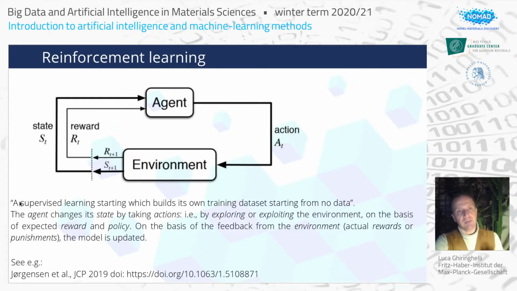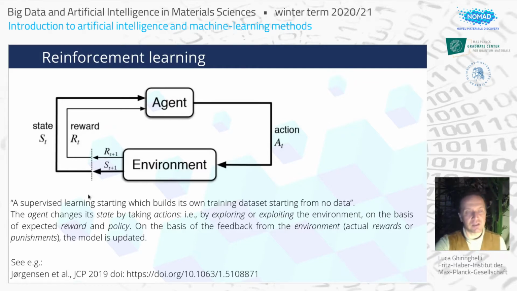So we are talking about supervised learning. Reinforcement learning is actually supervised learning, but with the new feature that it starts without a training set. This is not a usual situation for supervised learning. There is no training set, and the algorithm has to build the training set together with learning the supervised learning model to model the data.